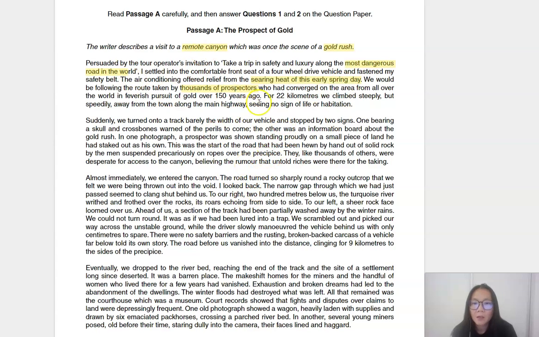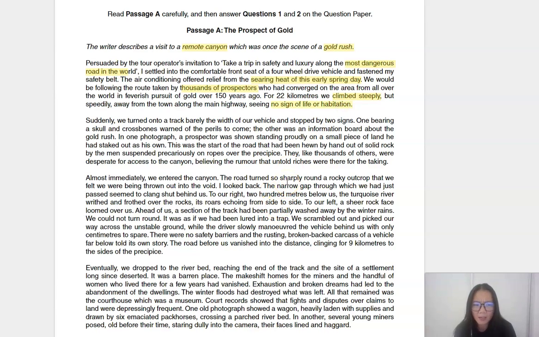Okay, so for 22 kilometers, we climbed steeply but speedily away from the town, along from the main highway, seeing no sign of life and habitation. So we're talking about having to climb quite steeply. So that's information that we can use. How is it dangerous? You could talk about perhaps how steep the climb actually is. Okay, and then also that there's no sign of life and habitation.